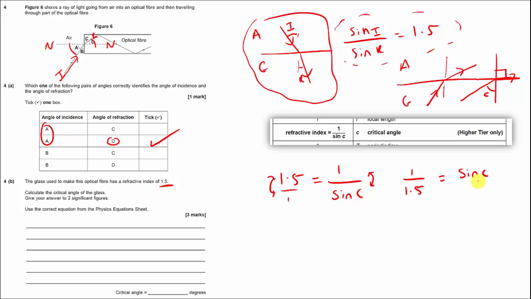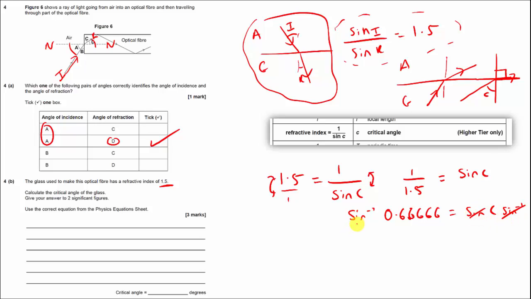Again, I could keep this all on the calculator, but I'm going to expand this out just to make sure everyone understands what we're doing. 1 divided by 1.5, if you do that on the calculator, comes out as 0.6666 recurring, equals sine C. I need to get rid of the sine, so essentially I can do sine to the minus 1 on both sides of the equation. Sine cancels on this side and I'm just left with C.